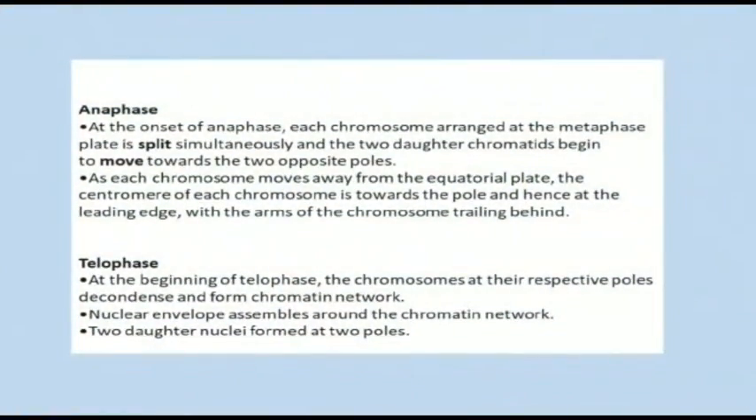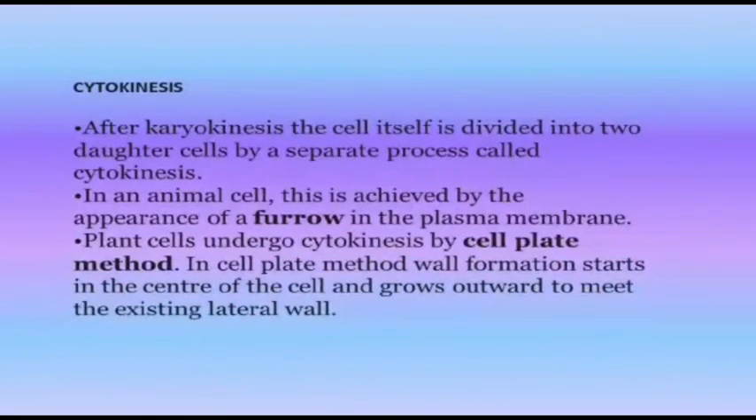Now what are anaphase and telophase? At the onset of the anaphase, each chromosome arranged at the metaphase plate is split simultaneously, and the two daughter chromatids begin to move towards the two opposite poles. As each chromosome moves away from the equatorial plate, the centromere of each chromosome is towards the pole and hence at the leading edge, with the arms of the chromosome trailing behind. And what is telophase? At the beginning of the telophase, the chromosomes at their respective poles decondense and form a chromatin network. The nuclear envelope assembles around the chromatin network. Two daughter nuclei are formed at the two poles.